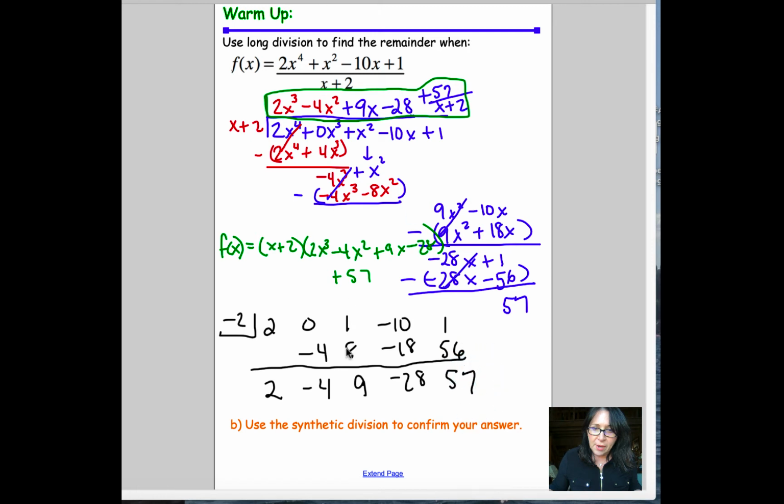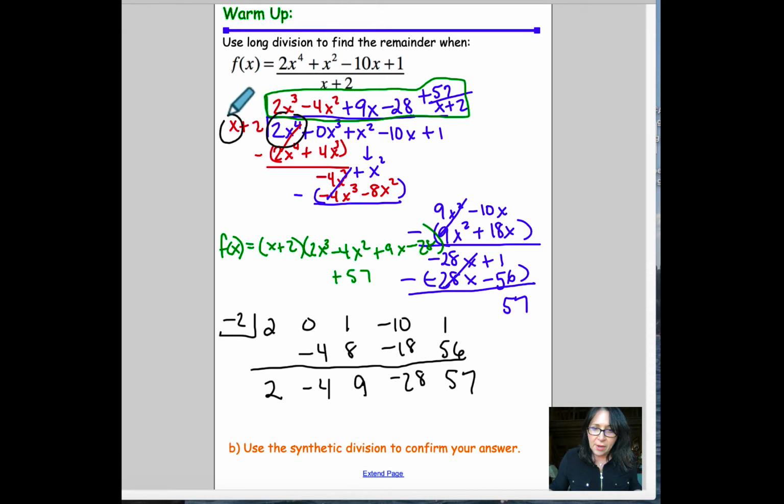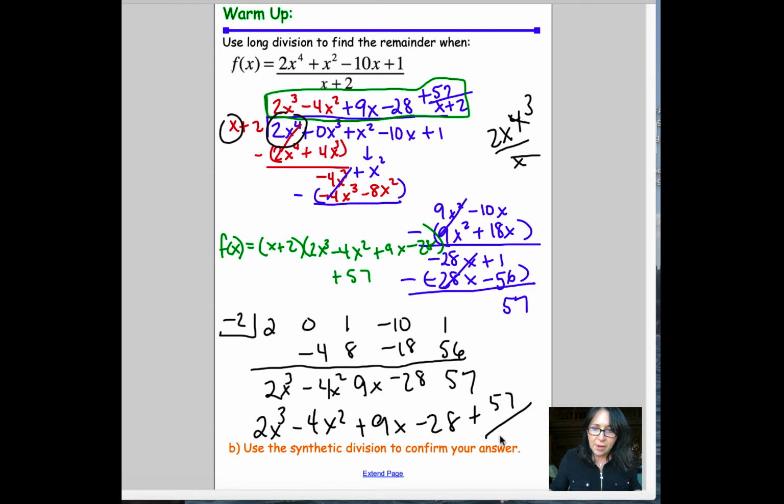And the way you would write the answer in this way is this first term. If you have a 2x to the 4th power, like we did in here, and you're dividing by that x, it's like this: 2x to the 4th divided by x. One of my x is going to cancel. I end up getting x to the 3rd power. So this 2 here is going to be 2x to the 3rd power. So that's x to the 3rd, that's going to be x squared, that's going to be x, that's no x. So it'd be 2x cubed minus 4x squared plus, because that's a positive 9, you take the sign, plus 9x minus 28, and whatever's left, 57, goes over the divisor, which is x plus 2.